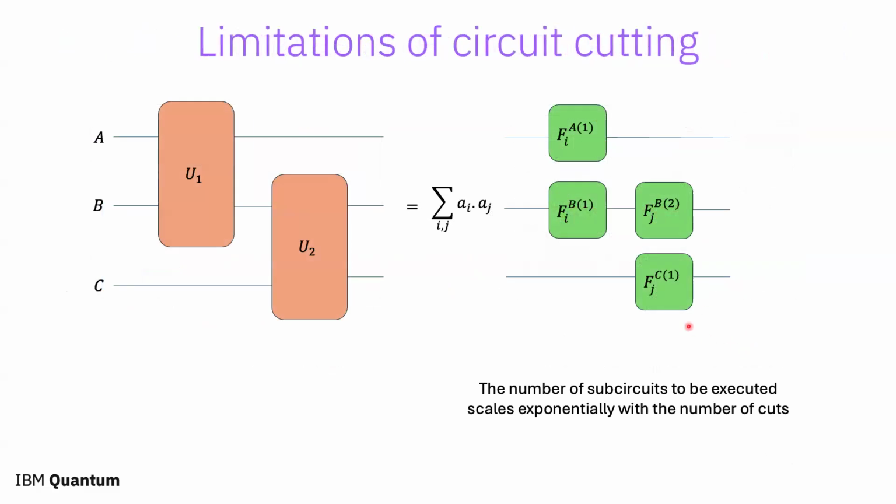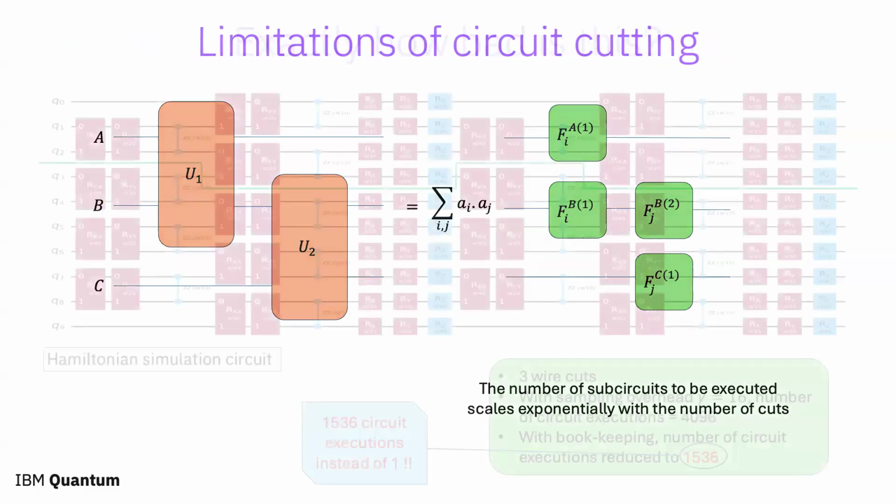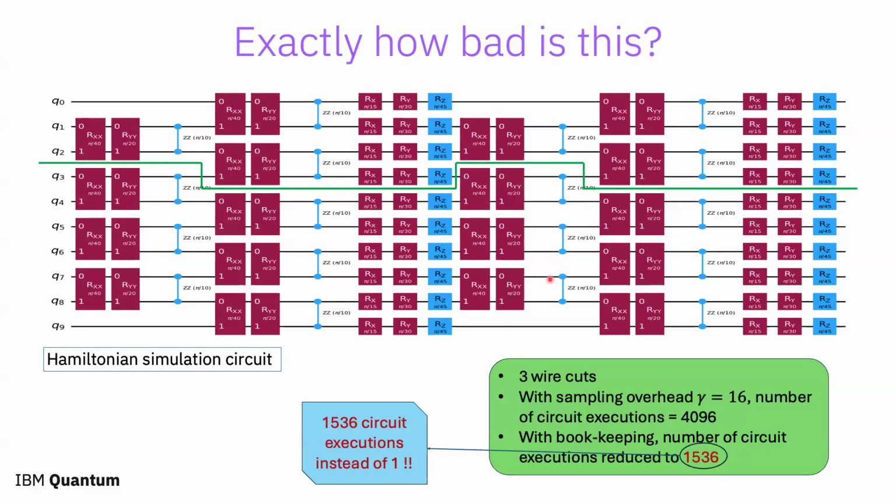So the question is, let's put a number to it. Many people keep asking, you say exponential, exponential. I understand exponential is bad. Exactly how bad? Can you give me an estimate? So let's take a number. This is a Hamiltonian simulation circuit, 1D Hamiltonian simulation. And if I cut this particular circuit, as you see, it requires 3 cuts, this, and this. So if you do 3 wire cuts, these are 3 wire cuts, and if you see gate cuts, you will actually need more. This.